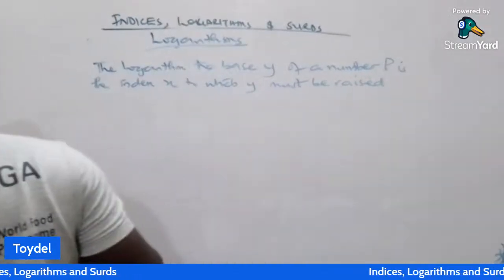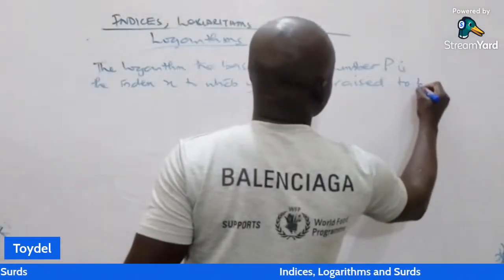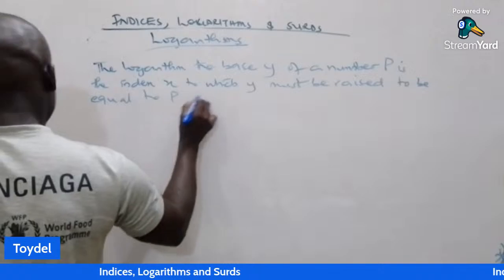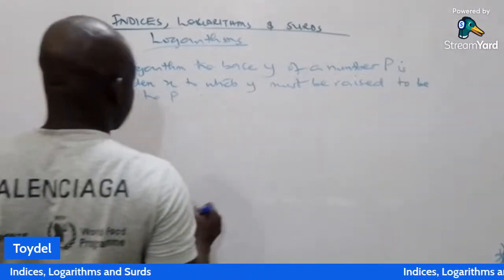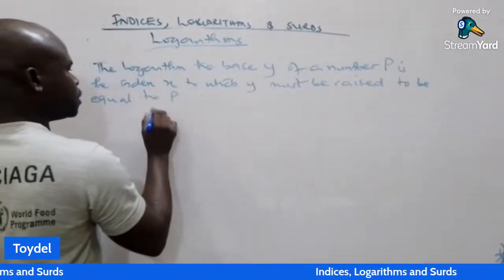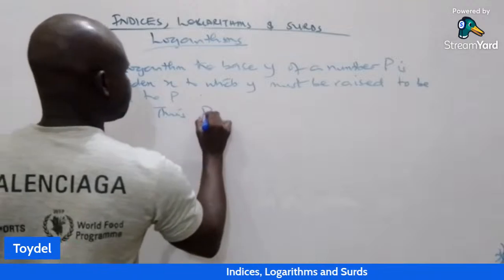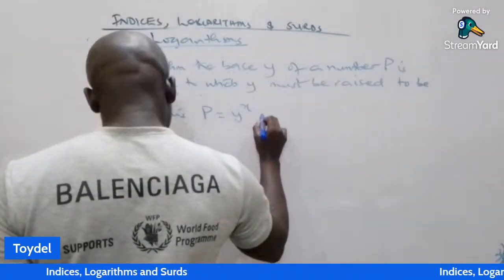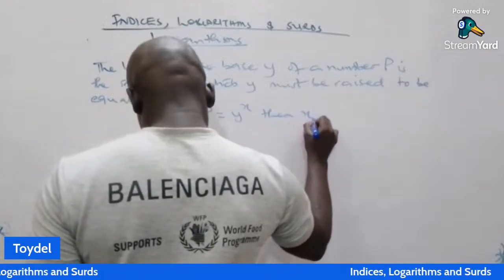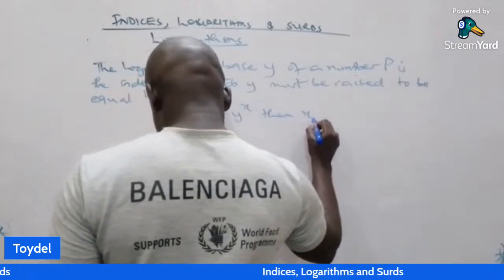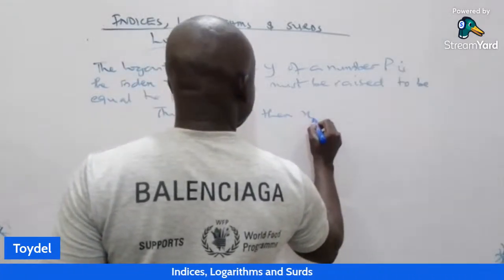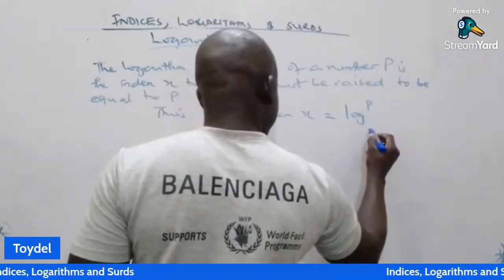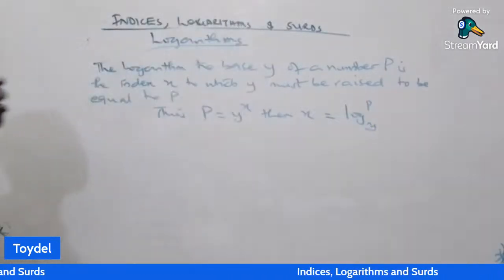To which y must be raised to be equal to p. That is, thus if p is equal to y raised to x, then x is going to be log p base y. That's what we are trying to say.